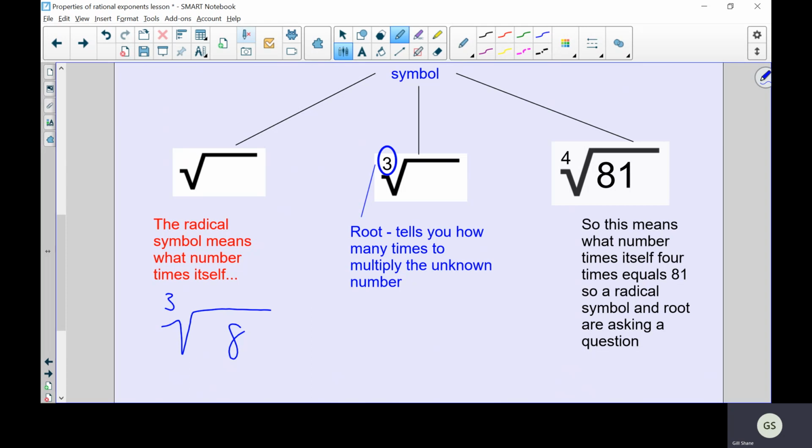Don't give me an answer. I don't want an answer yet. What does it mean? What are we looking for? You have to figure out what number times itself 3 times equals 8. Perfect. So, anything to add?